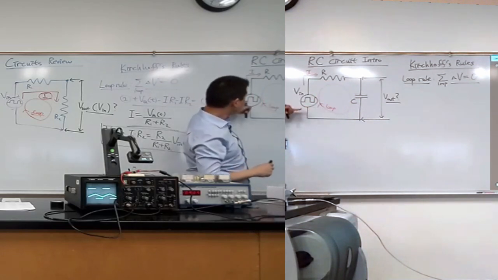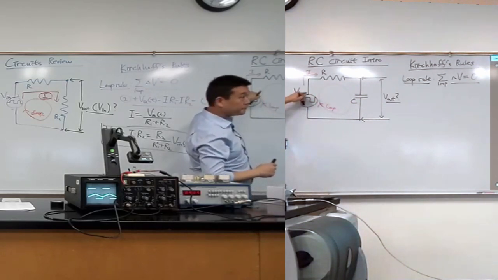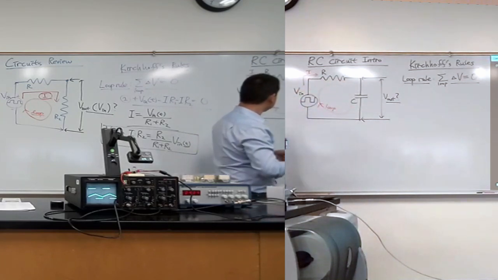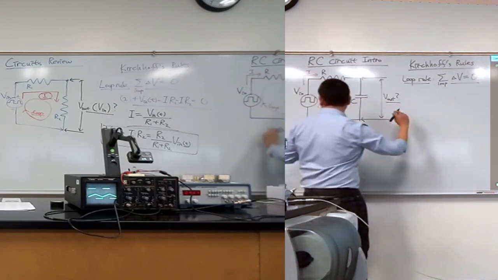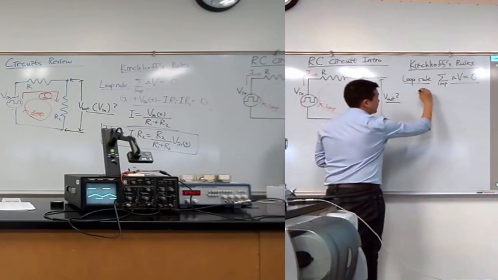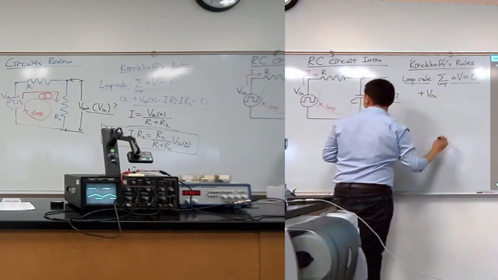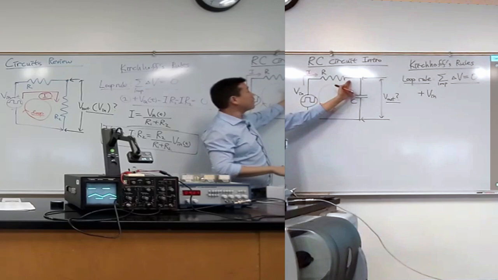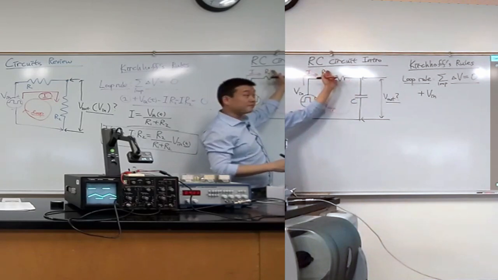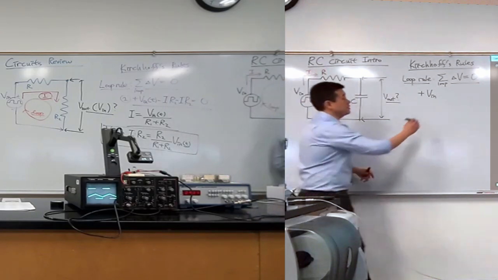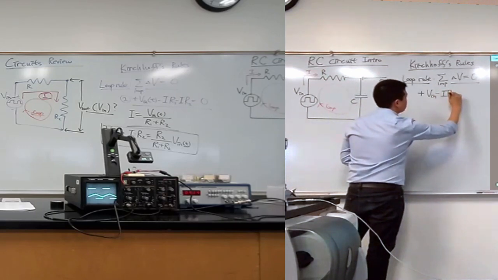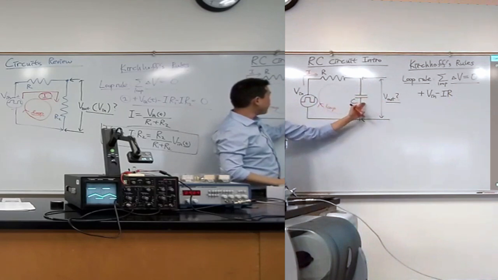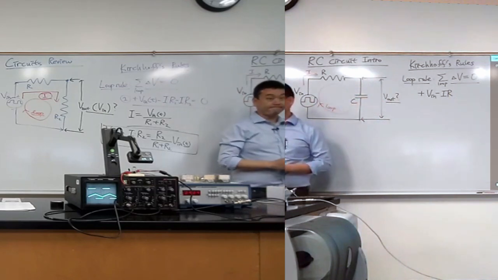So starting at this point, I go across the power supply, across the resistor, and then the capacitor. So I'll just add them up. As I go across the power supply, I gain voltage V in. As I go across the resistor, I get a voltage drop of current times resistance, minus IR. That part hasn't changed. This next part is new. What kind of voltage change do I get as I go across the capacitor?